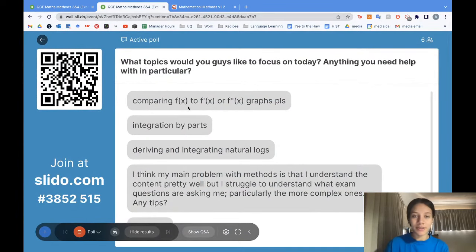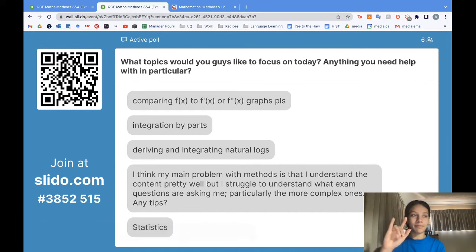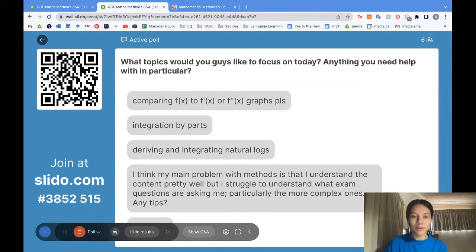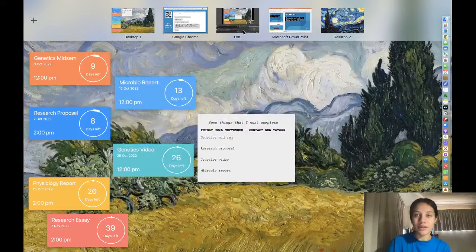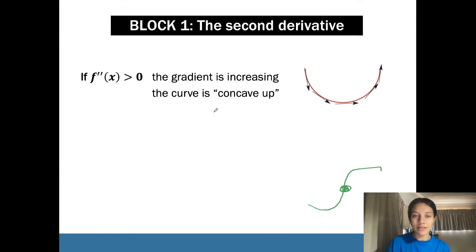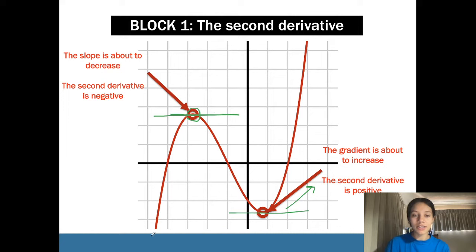So, we have comparing f(x) to f'(x) or f''(x) graphs. I think these are the ones where you have to draw the first or second derivative based on the graph above. Yes, I know the type of question mentioned there. My key tip is that if you're drawing, let's assume this red graph is f(x), and we have to get the graph of f'(x) from there, I would absolutely start with your stationary points. That's the first thing I'll do.